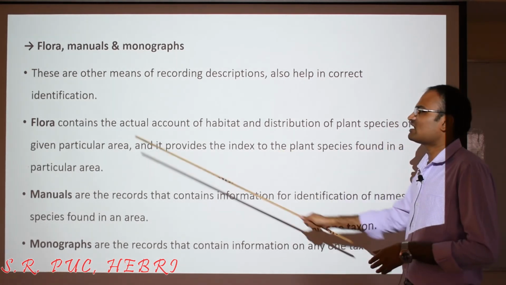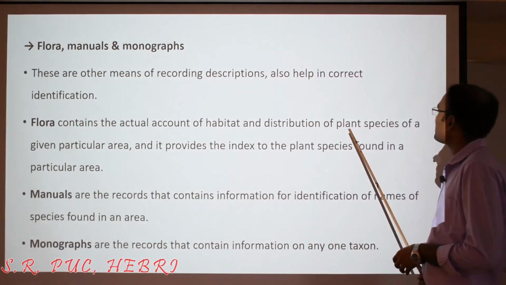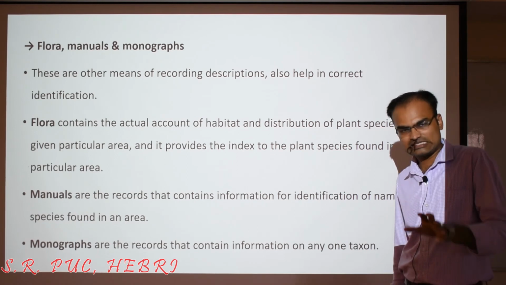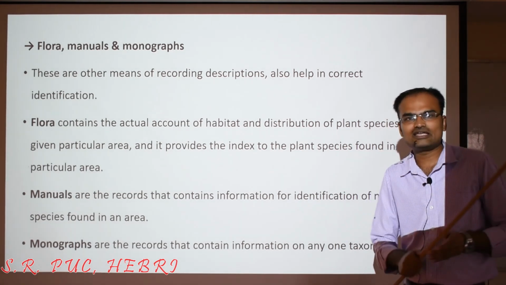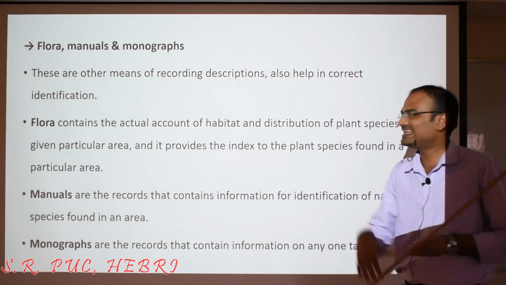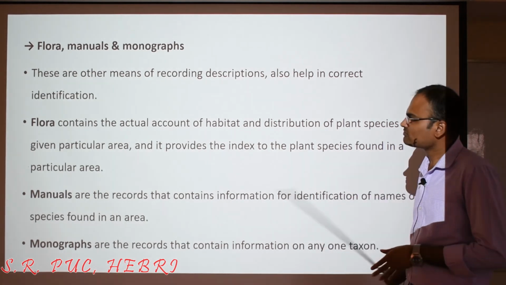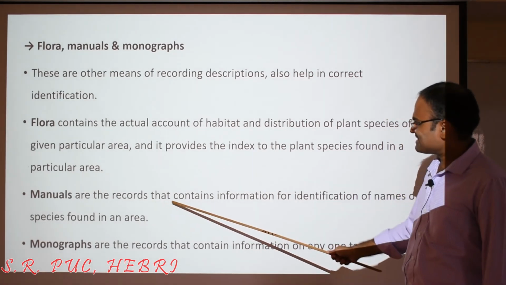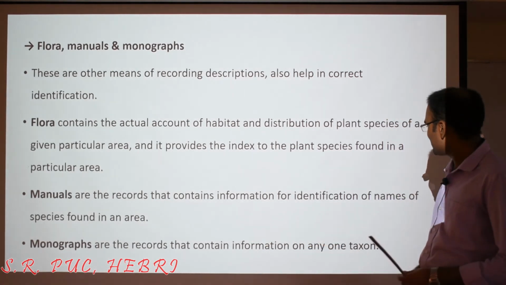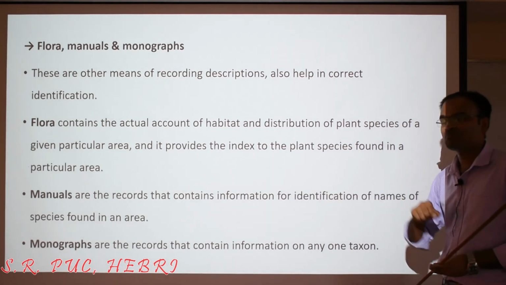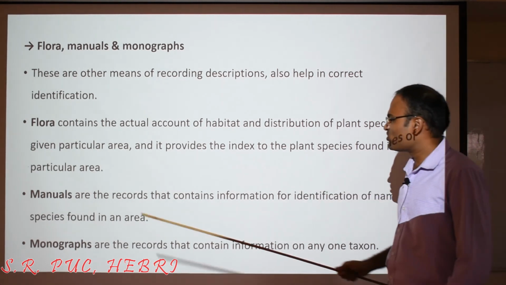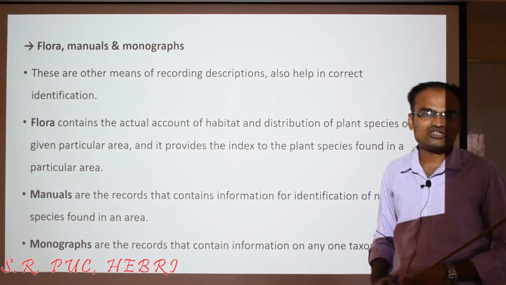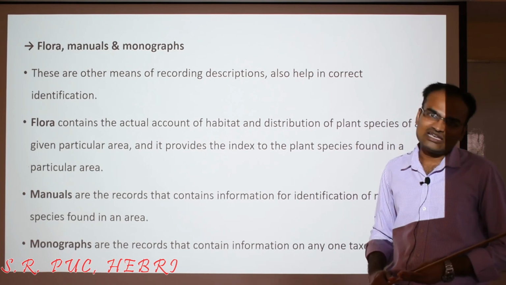And flora is always concerned about plant species. It is not about animals. Whatever the plant species are available in that given particular area, that is only going to be noted in the flora. Understood? Next one, manuals. Manuals are the records that contain information for identification of names of species found in an area. Manuals are not only about plants. In manuals, we can get information of both plants as well as animals.